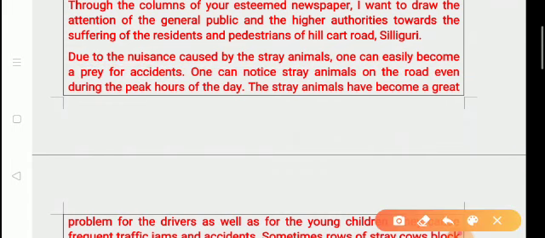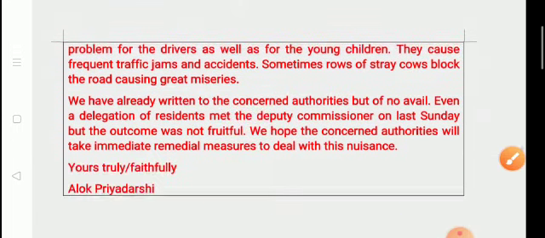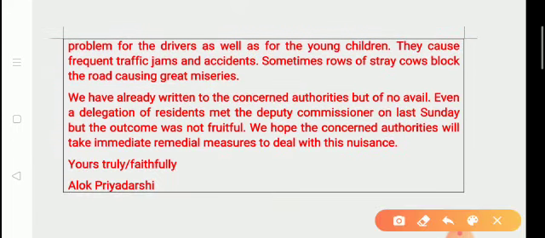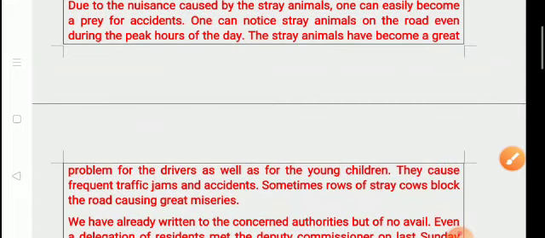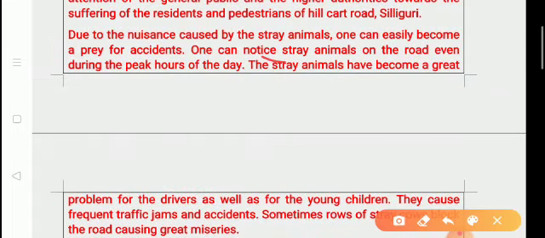One can notice stray animals on the road even during the peak hours of the day. Here you write the details of the problem and what kind of problems people are facing. It is mentioned: they cause frequent traffic jams and accidents, and some other facts. Sometimes rows of stray cows block the road, causing great miseries.